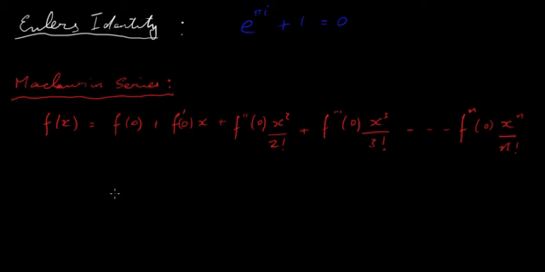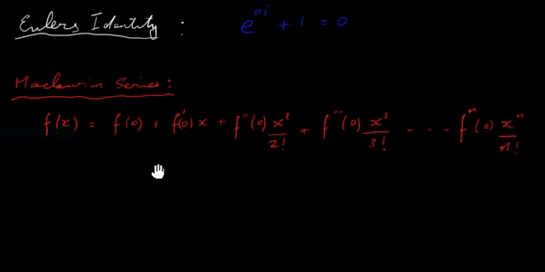It's f of x equal to f of 0 plus the first derivative of the function at 0 times x, plus the second derivative of the function at 0 times x squared over 2 factorial, and so on. Now we're going to use this. I'm not going to go through where this formula has come from. I'll do that in a different video at some stage.